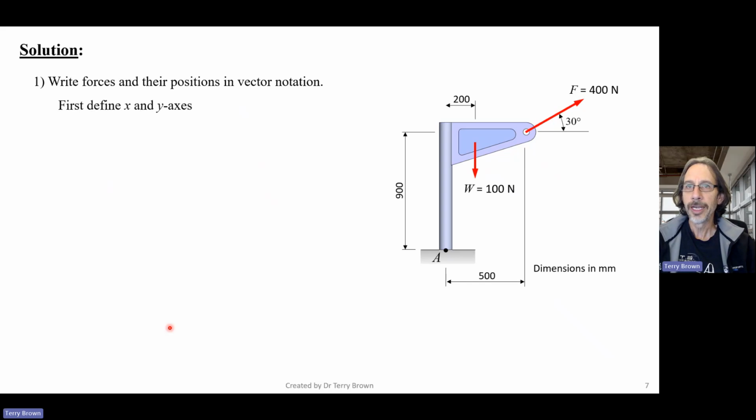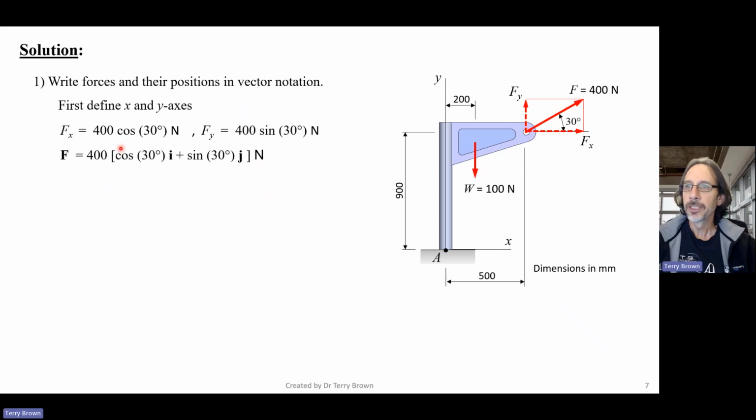So let's first write out the forces and their positions in vector notation. Let's first define x and y axes. So we have x horizontal to the right and y vertical upwards. In order to write the force in vector form in ijk notation, we need to know what the components of the force are in those directions. So again, we'll need to find these Fx and Fy. We did that previously, so hopefully you know how to do that.